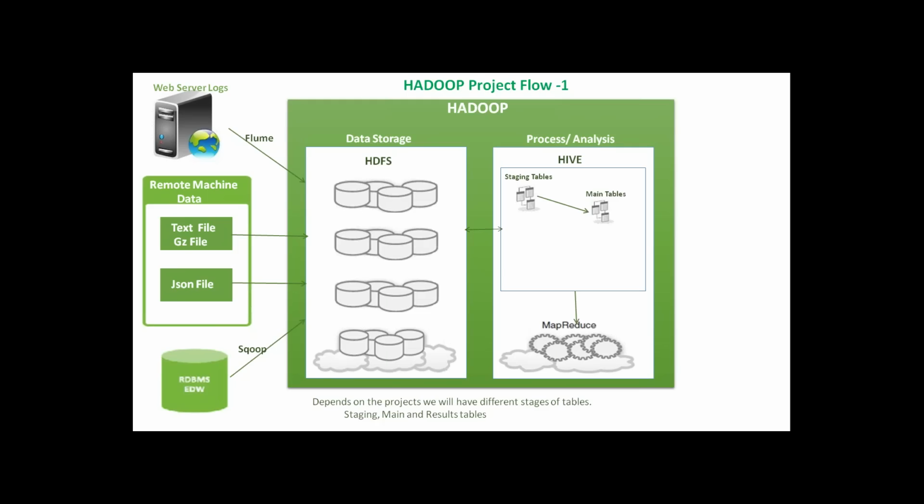Whether we must use staging and main tables depends on the project. Suppose we need all the fields from the input data, then we can go directly to the main table. Once we have loaded the data into main tables, we analyze it using group by, order by, limit, descending and ascending in the queries. Finally, we store the data into a results table in Hive.